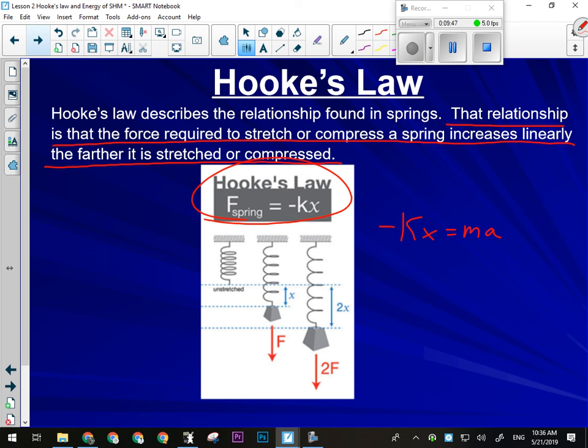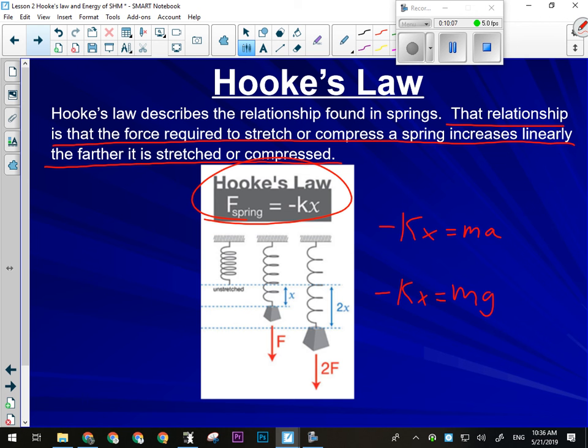Now, if we're talking about just what Hooke did, which was hang the mass from the ceiling, then it's not oscillating. He would just put the mass on there and lower it until it stopped. Then we're saying that negative k times x would equal what force? Fg. Okay, this is how he calculated the spring constant in the spring he was using.